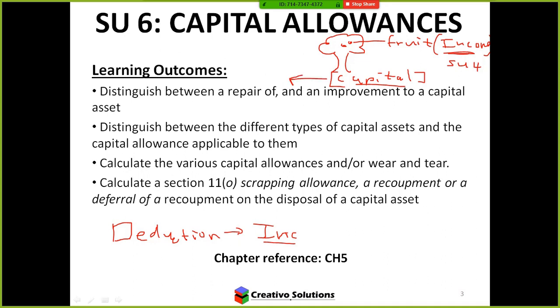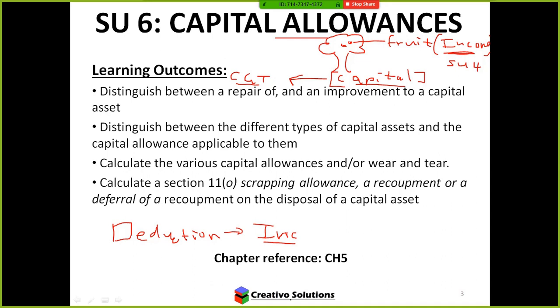If something is capital, depending on what it is, maybe you've bought an asset. If you've bought an asset, then you're looking at an allowance. If you've sold an asset, then you're looking at a disposal, then you're looking at CGT. That's a bit different. So the focus is always on this: capital or income, capital or income, capital or income. If it's capital, then you've got to follow certain rules.